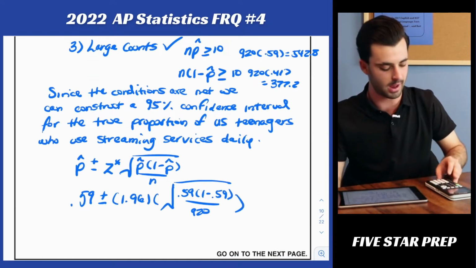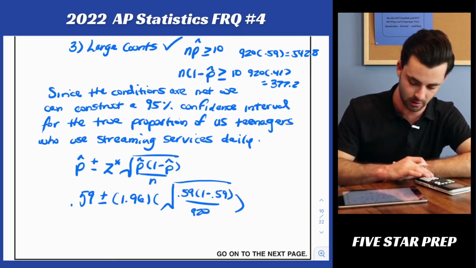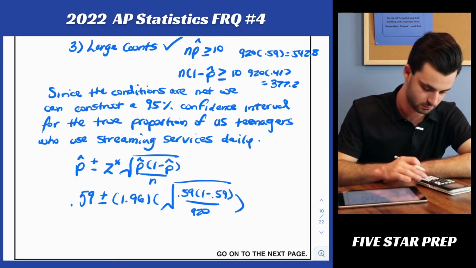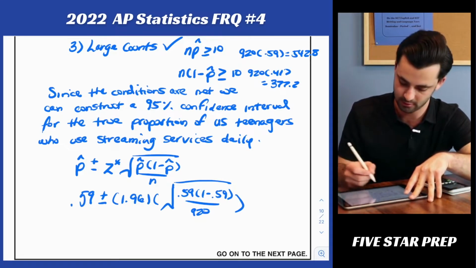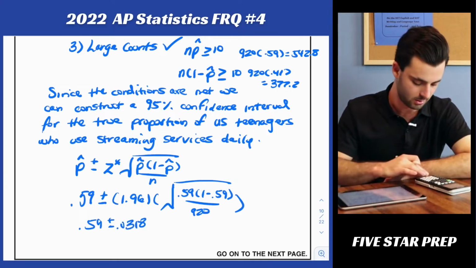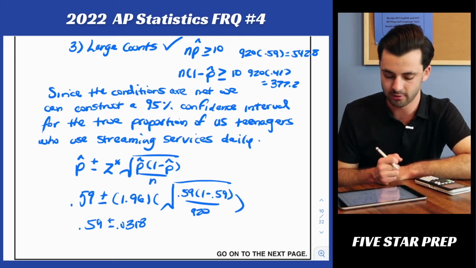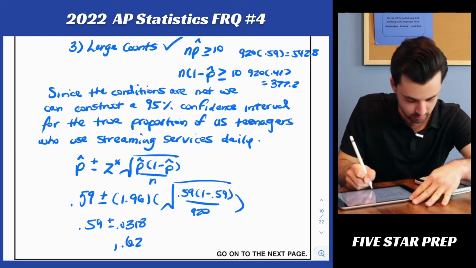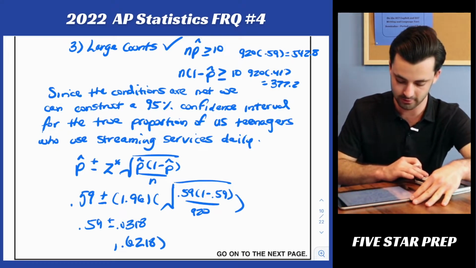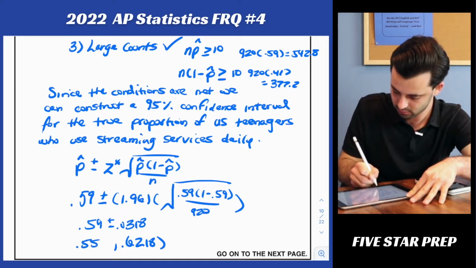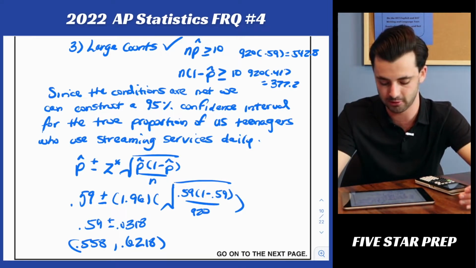So now let's plug in our calculator and get our value. The first thing I like to do is always my margin of error. So I'm going to do 1.96 times my standard error. And my margin of error ends up being 0.0318. So here I'm going to get 0.59 plus or minus 0.0318. Now, adding my margin of error to my sample proportion, I'm going to get my upper bound of 0.6218. And subtracting it from my sample proportion, I will get my lower bound, which is 0.558. So my confidence interval here is 0.558 to 0.6218.